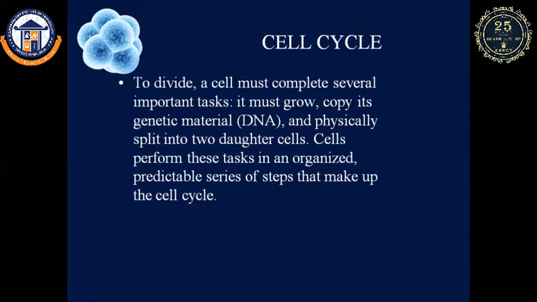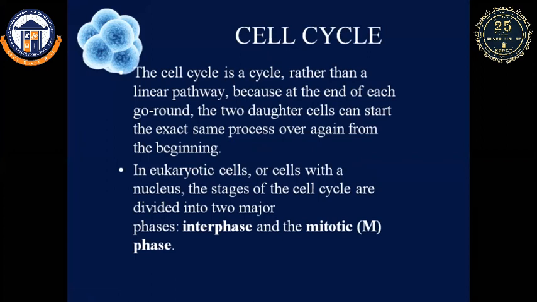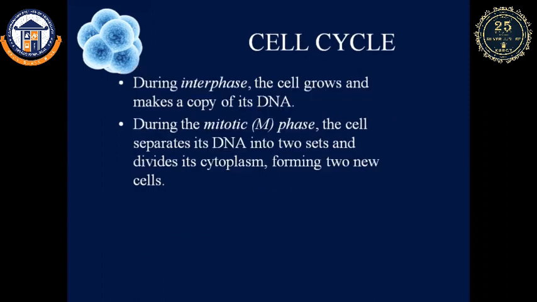This process is called the cell cycle. The cell cycle is a cycle rather than a linear pathway. It is a go-around process, and it does not get stopped. In eukaryotic cells, it has two major phases: interphase and mitotic phase. During interphase, the cell grows and makes a copy of DNA and a copy of organelles, and in the mitotic phase, it gets divided.